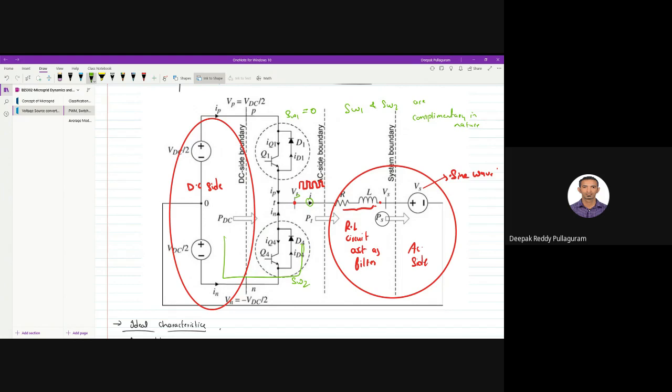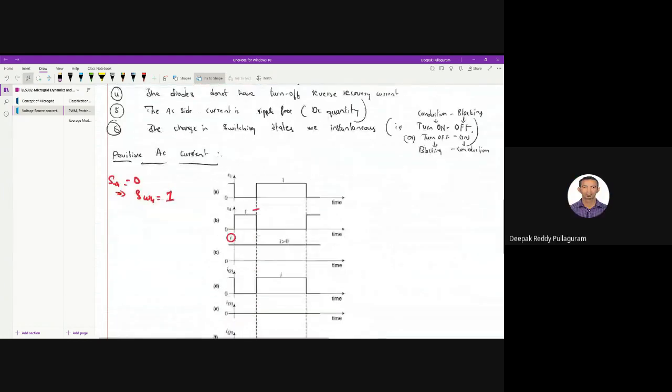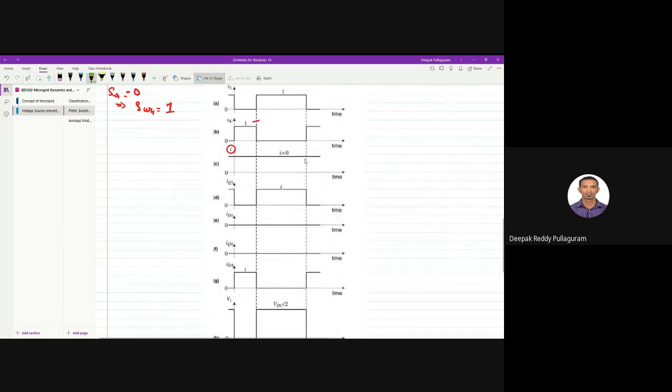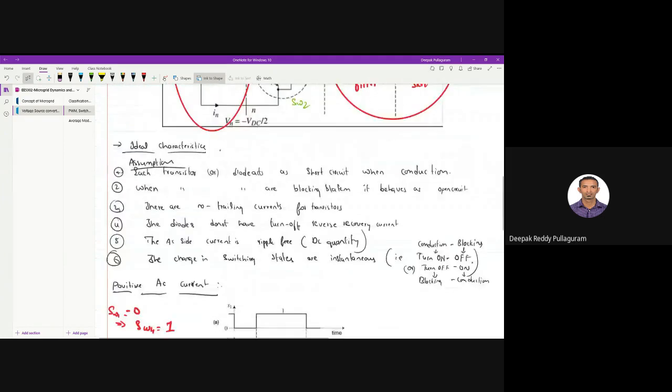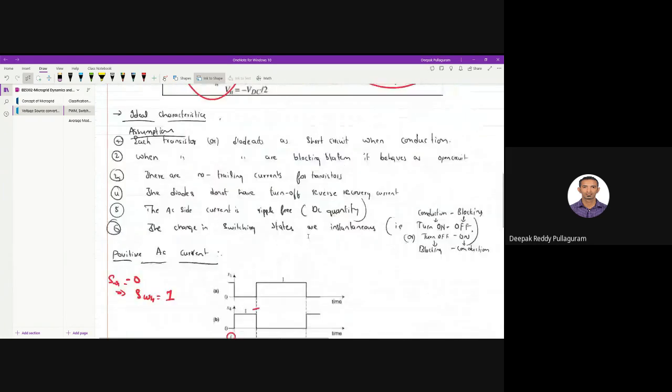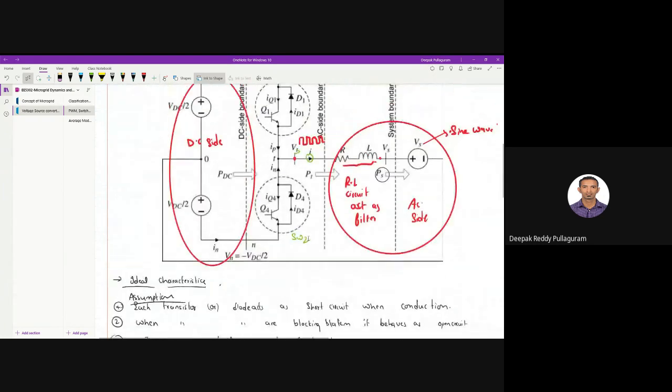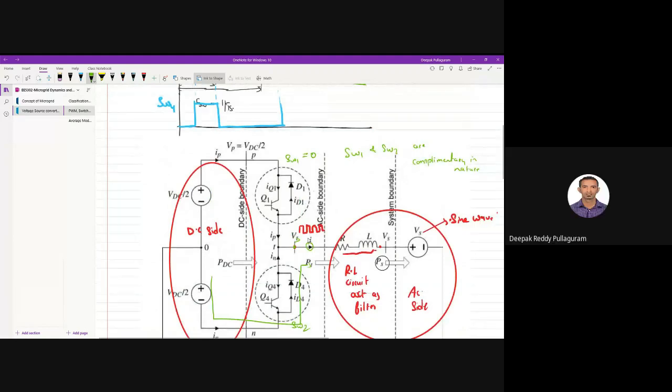Isn't it? So we'll check that here. If you see here, IQ1 is at 0, ID1 is at 0, IQ4 is at 0, but ID4 has the I current. Now, because of that, what should be our voltage at this point, VT? If current is flowing like this, what should be the voltage at this point? Plus VDC by 2 is off, this is 0, this is off, so you don't have VDC by 2.